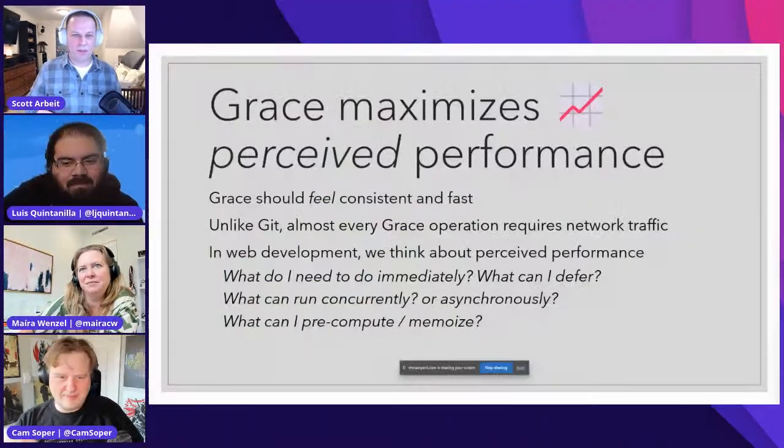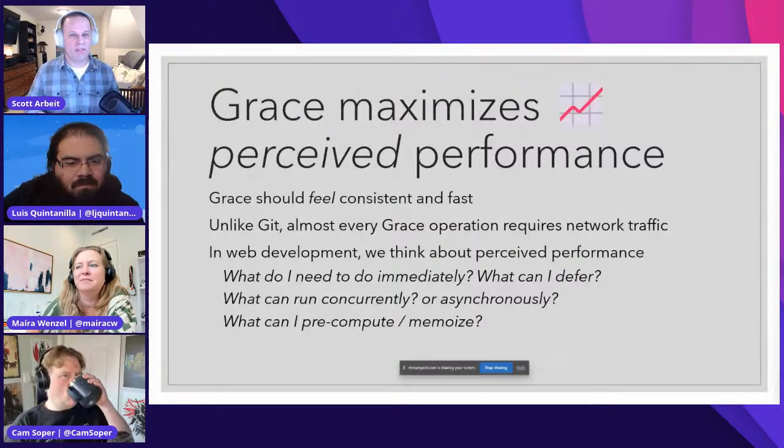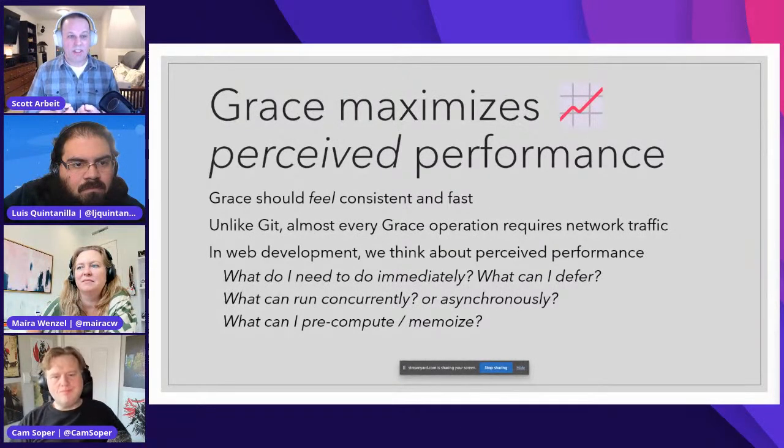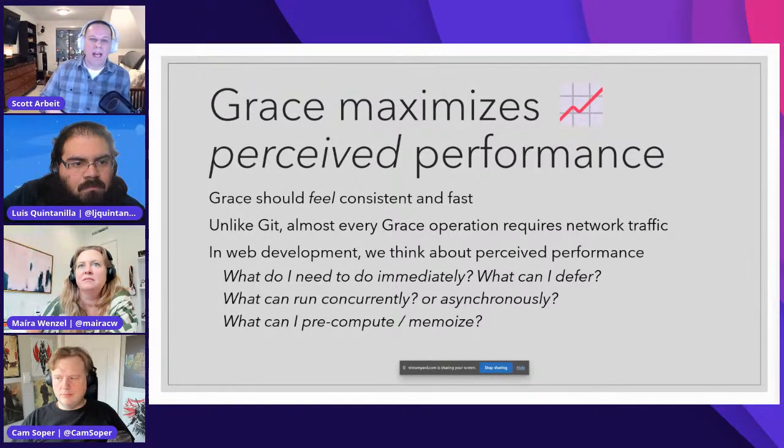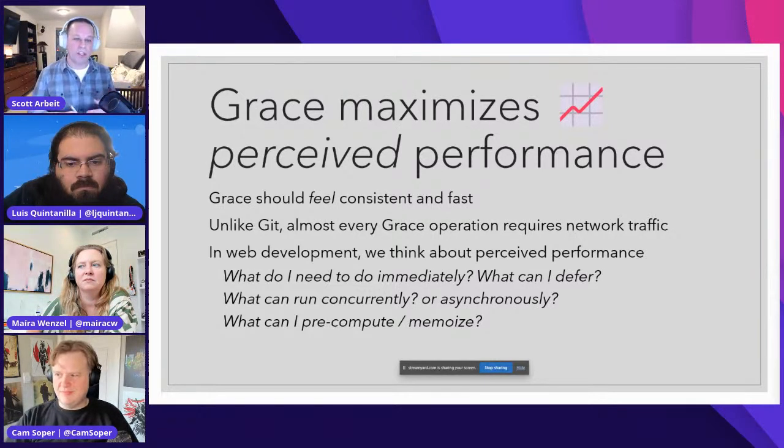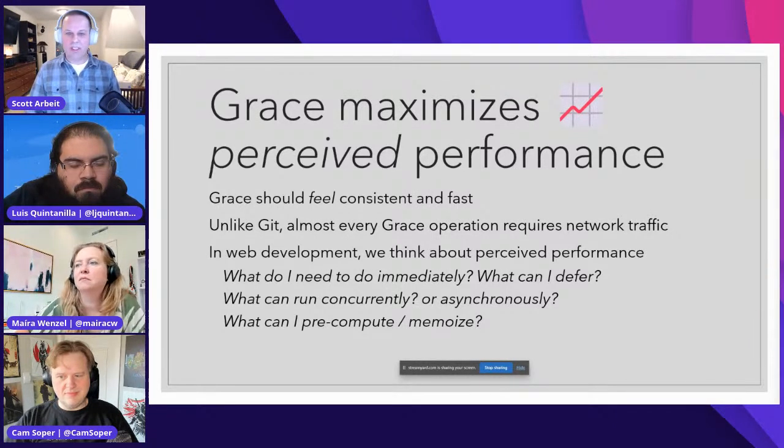And I want to say, in terms of performance, with Grace I'm maximizing perceived performance. What I mean by perceived performance is Grace should feel fast. Now, Git is local. A lot of the things you do in Git are local, so Git is really fast. Because everything in Grace involves a network call, in many situations I can't be as fast as Git, but I can be really close. And in lots of other situations, I can be as fast or faster because of using Grace Watch and having stuff pre-computed. In web development, we think about this all the time: what do I need to do immediately, what can I defer, and what do I load now versus later. Grace has that kind of concept built in.